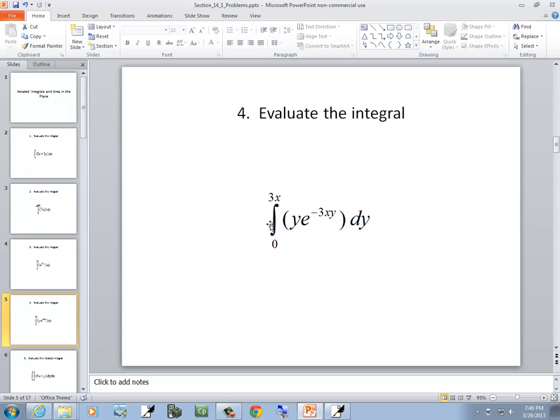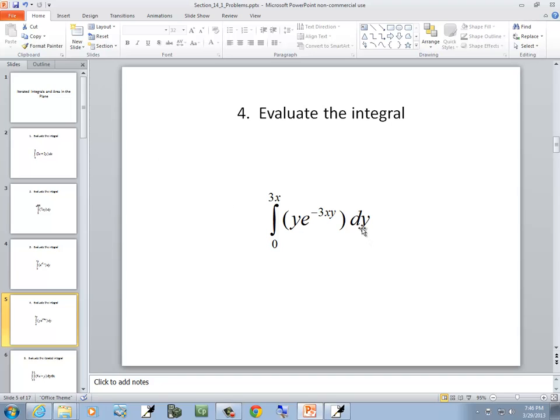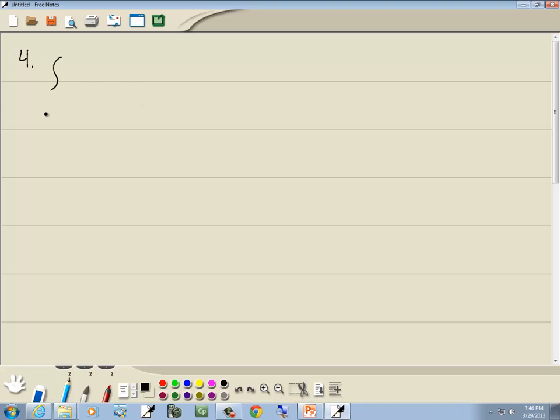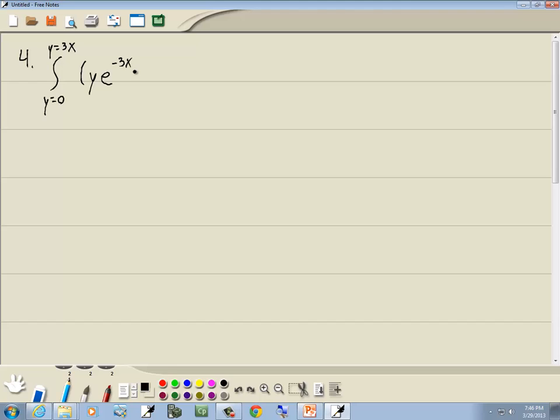And let's look at our next problem. Going from 0 to 3x. And again, we're integrating with respect to y. So let me go ahead and just put y is equal to 0 and y is equal to 3x. It'll help me keep everything straight. So then I've got y e to the negative 3xy dy.